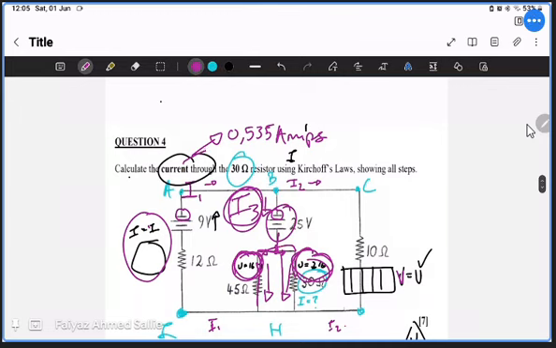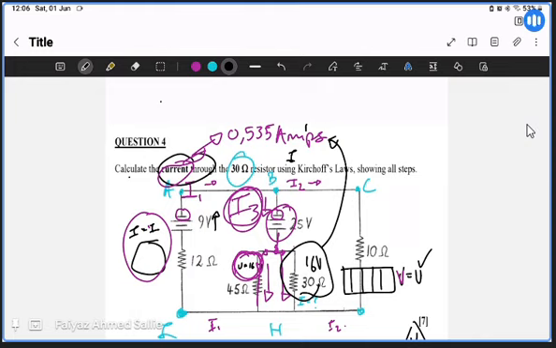And the question wants us to calculate the current. So we're going to use the 16 volts and the 30 ohms, and we're going to find the current of 0.535 amps. Let me just double check that. 16 over 30, 0.535. Okay.